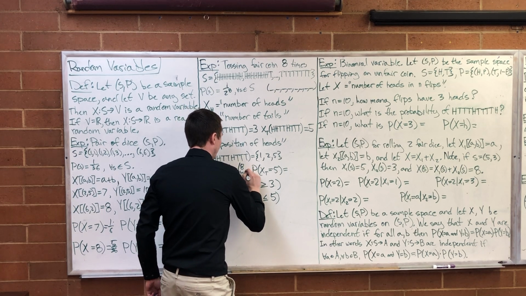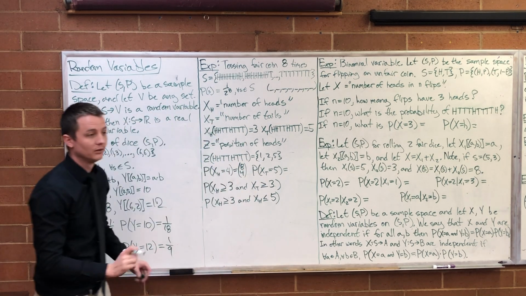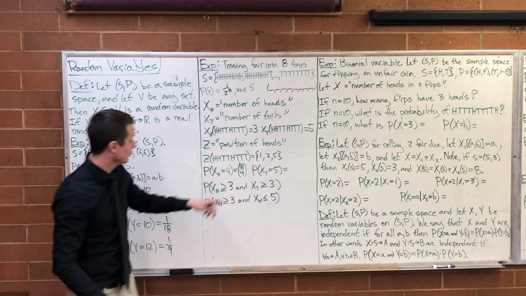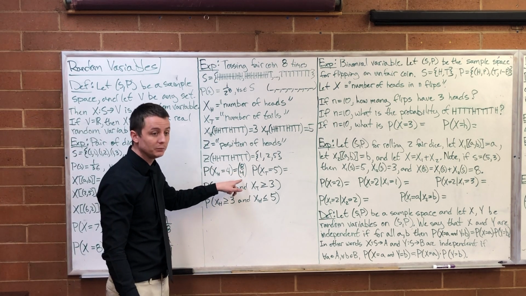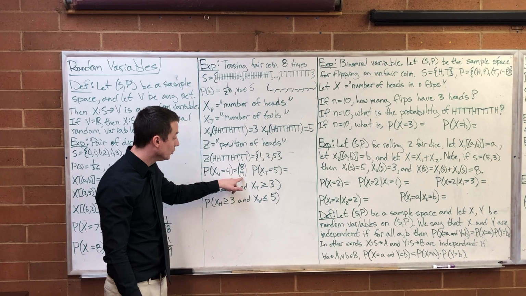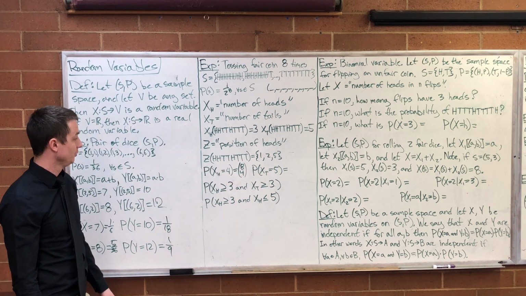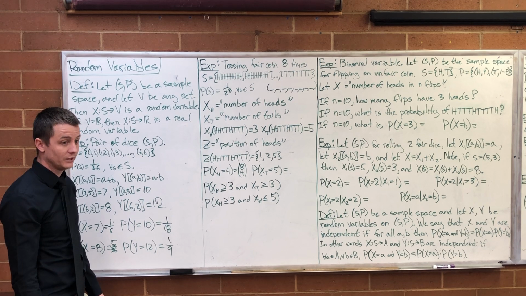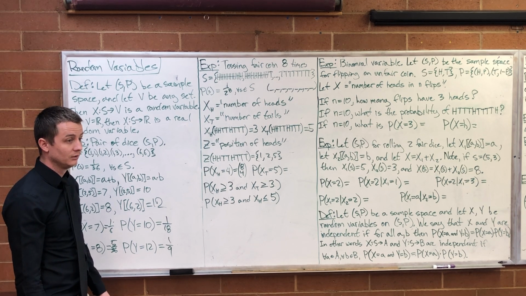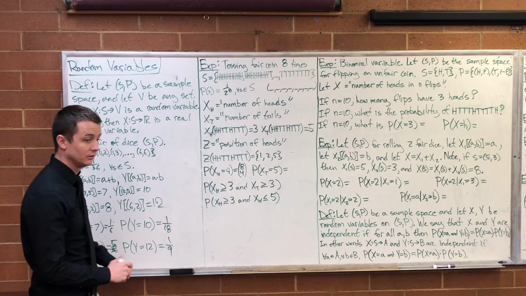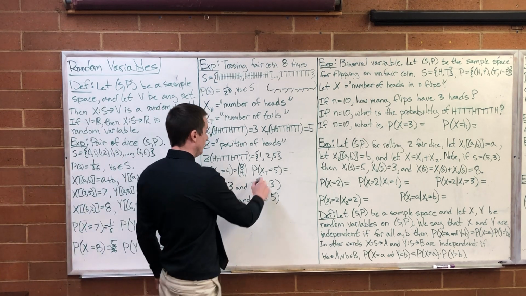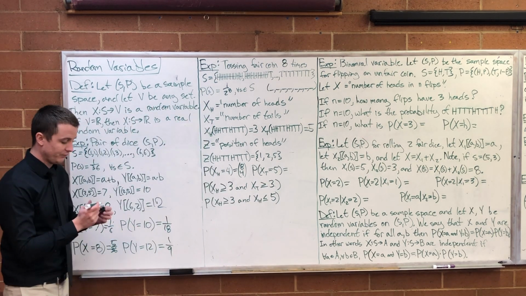Everyone understand how she got 8 choose 4? There's 8 positions. We need to choose 4 of them to be heads. How many ways can you choose 4 of 8 things? 8 choose 4. Does that one make sense? Any questions on that? Good? Okay. What's the probability that we have 5 tails?